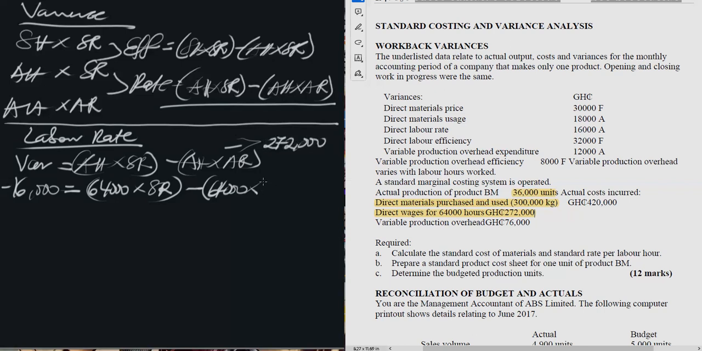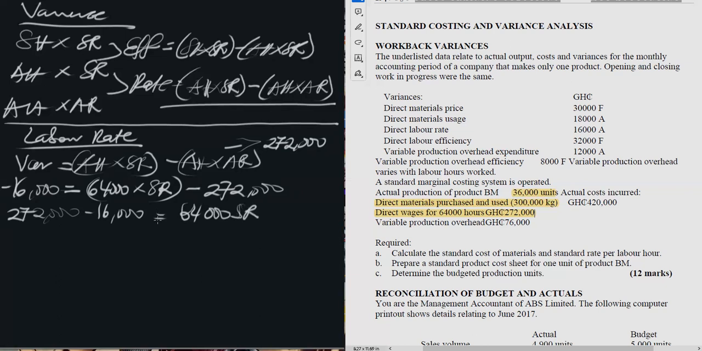But if you want to multiply here, you can divide the 272 by the 64 to get the actual hour, but we will not waste time here. Since you got the same concept from the material, we are going to do the same here, right? So this minus 272,000, which is the actual cost for labor. So now we can work this out, and let's just let this cross. So you end up with your 272,000 positive here minus your 16,000, giving us 64,000 SR.